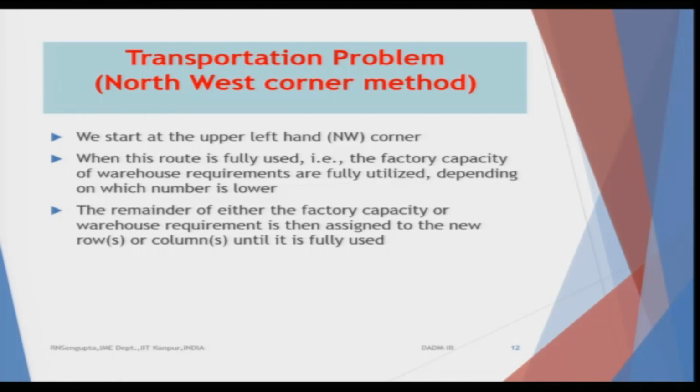The remainder of any of the factory capacity or the warehouse requirement, as I said, is where you are going to send, the destination, and the warehouses are basically the origins. So, the remainder of either the factory capacity or the warehouse requirements is then again assigned to the new rows or columns until it is fully utilized, and we move in this direction keeping the minimum cost structure in our mind.